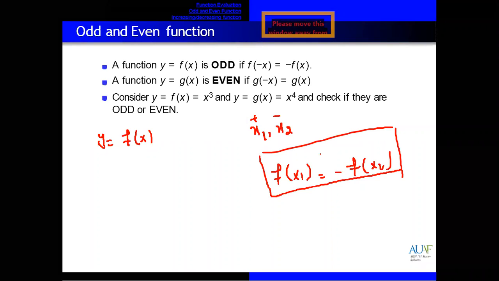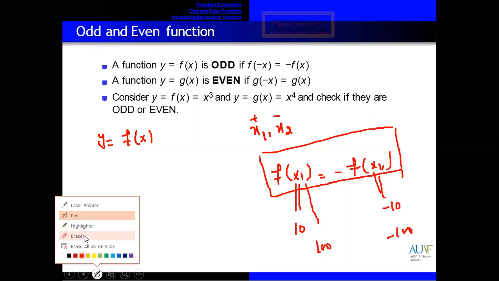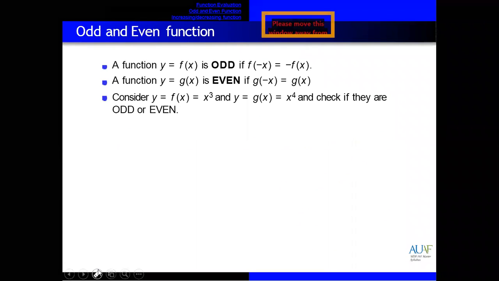This means that when f of x1 equals plus 10, f of x2 equals minus 10, or when f of x1 is equal to 100, f of x2 is equal to minus 100. One is a plus value, the second one is a minus value. That function is called an odd function. Okay, one simple example of an odd function: y is equal to x cube.